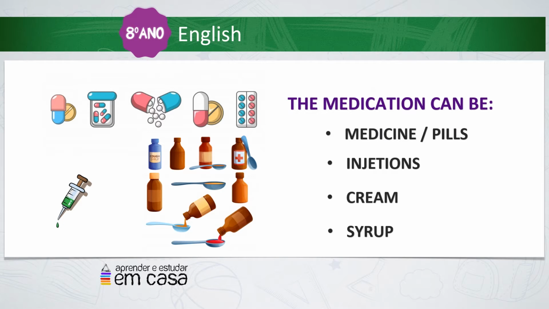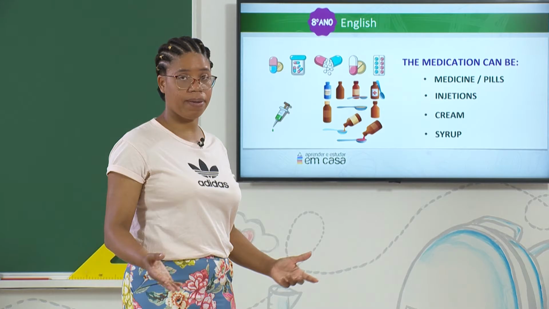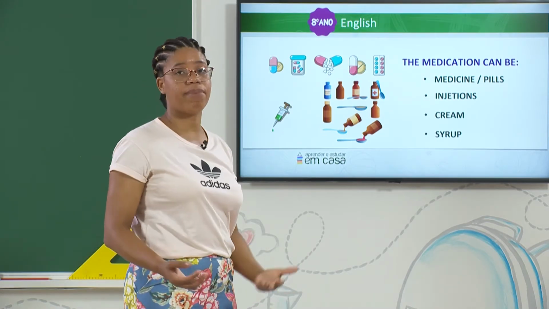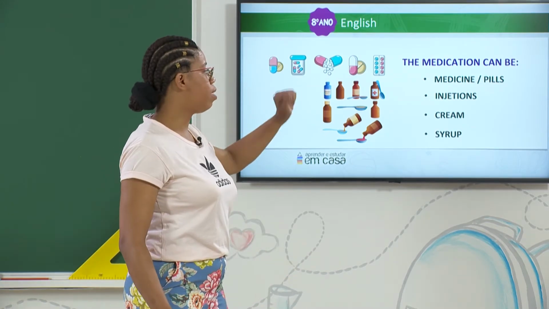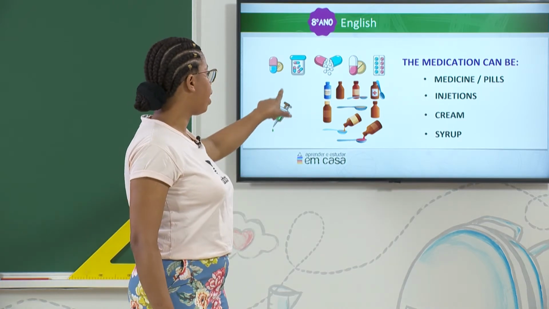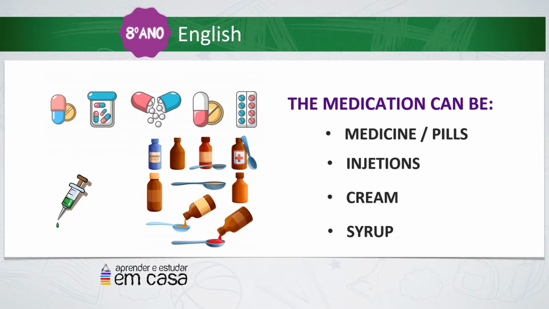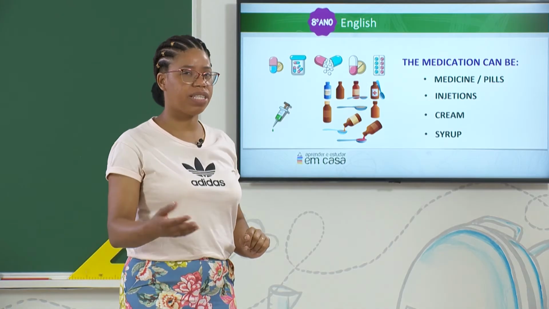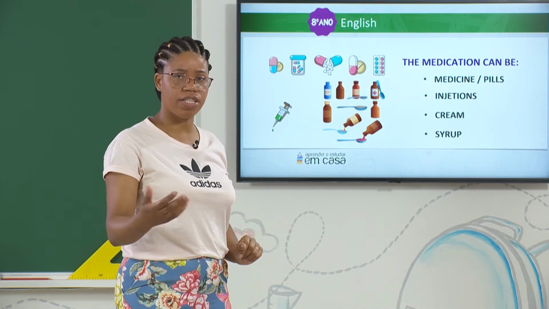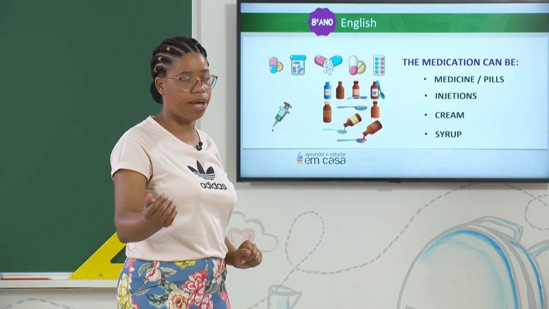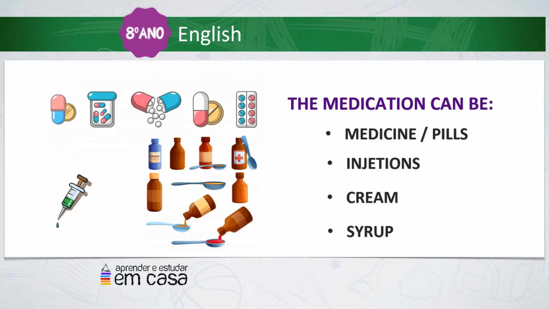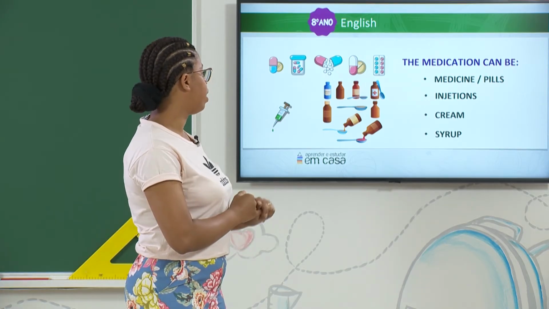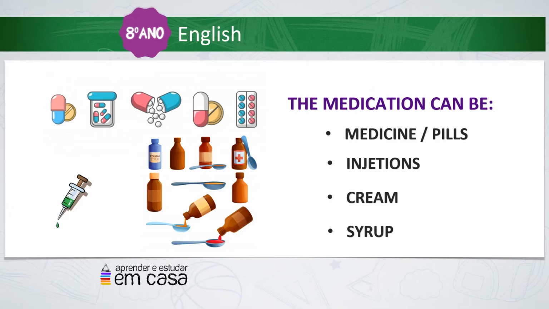Let's see some types of medication. These are some types of medication. Medicine or pills, okay, these are some types of pills. For example, paracetamol, aspirin, these are some types of medication, you know them. Injection, sometimes people need to take injections, okay? And this is an injection.